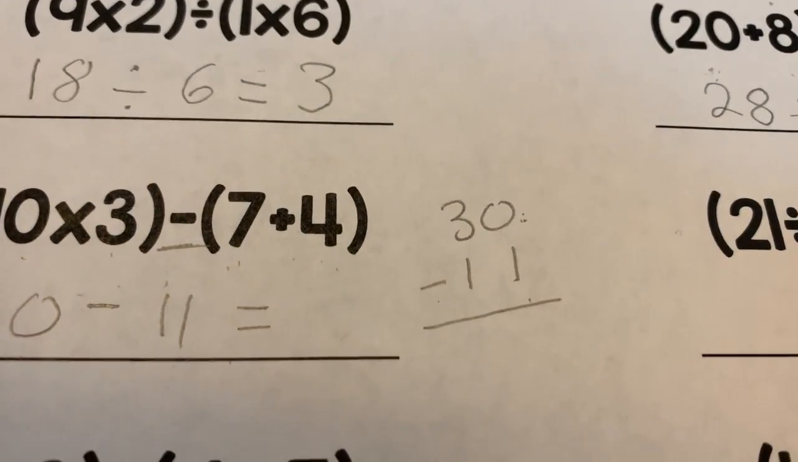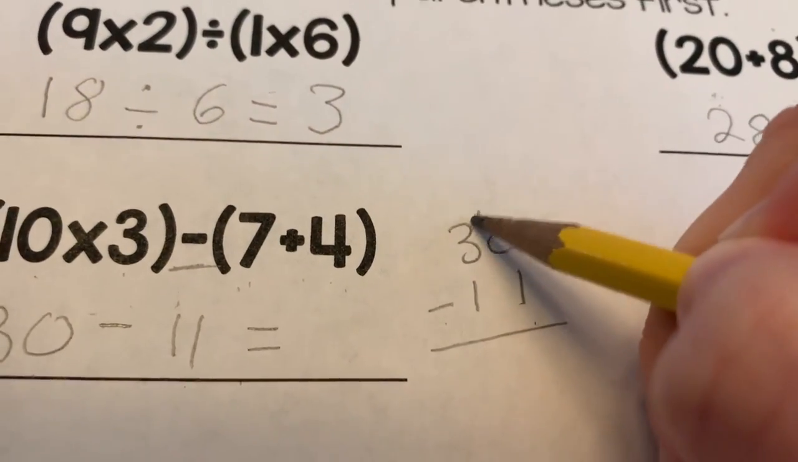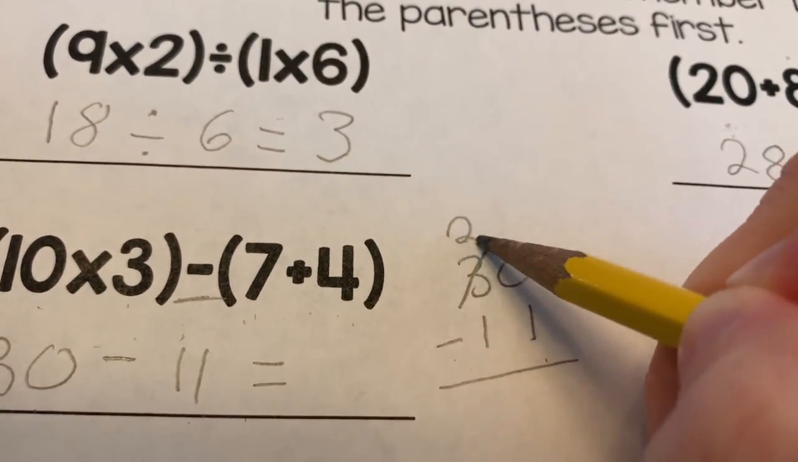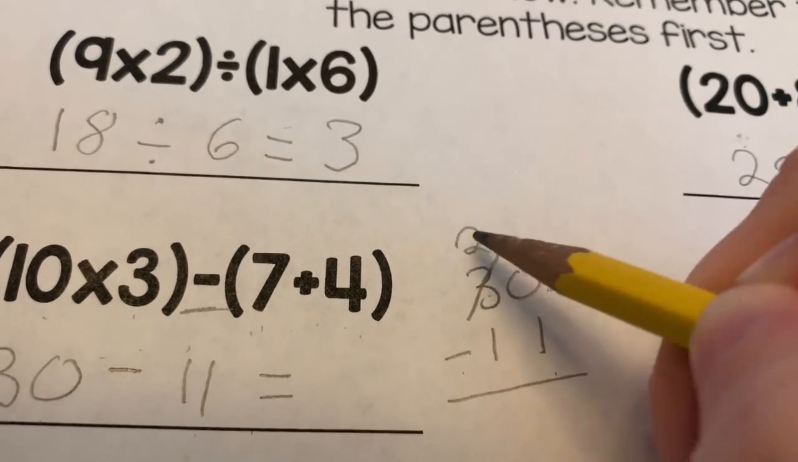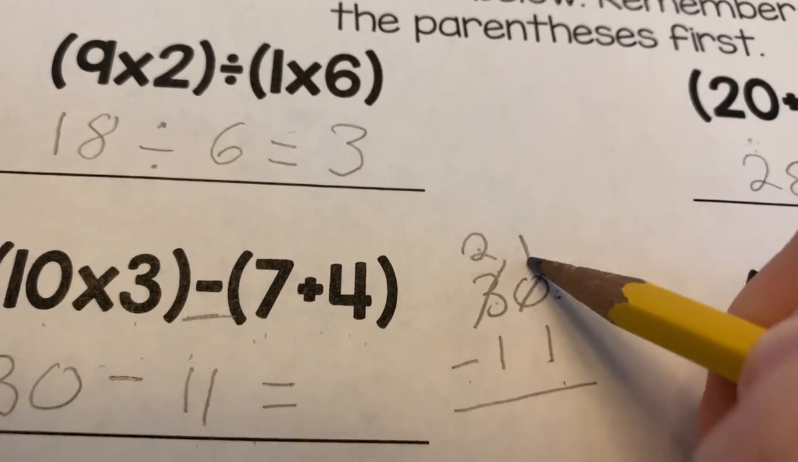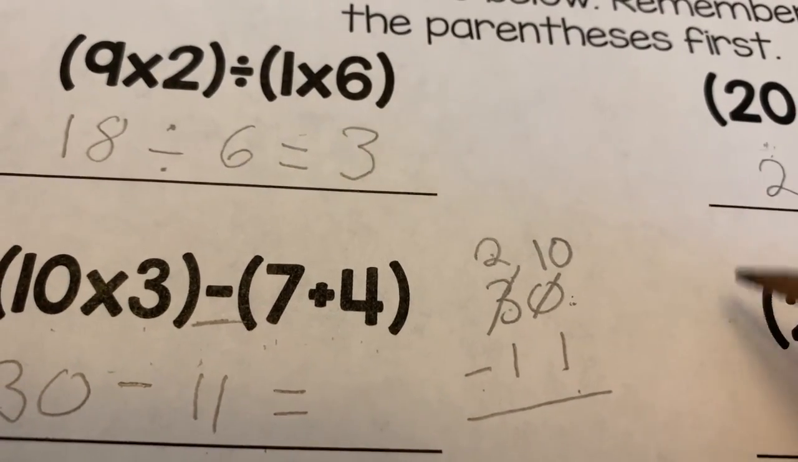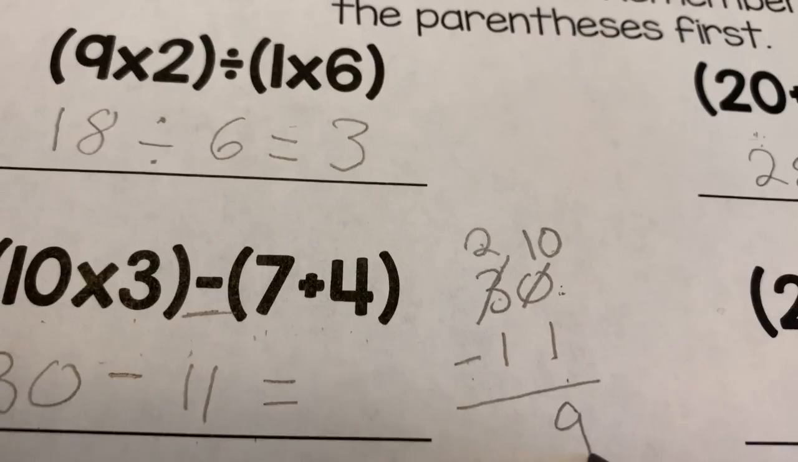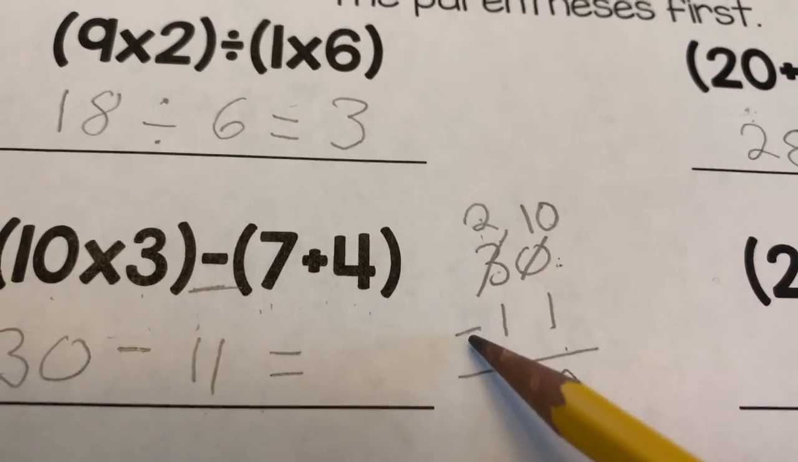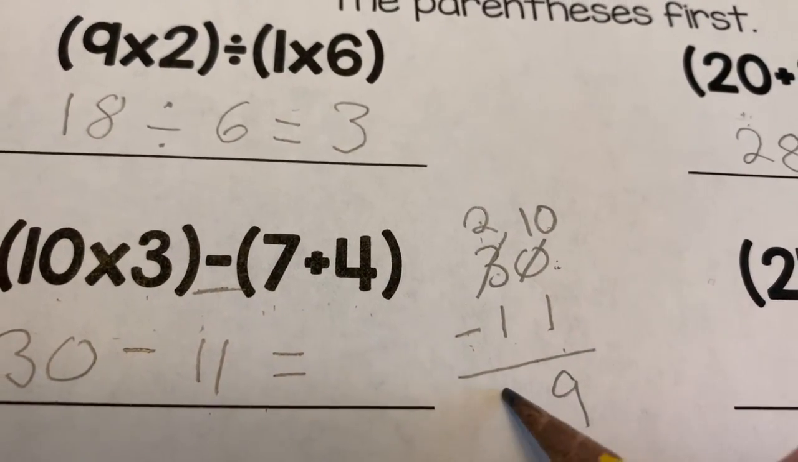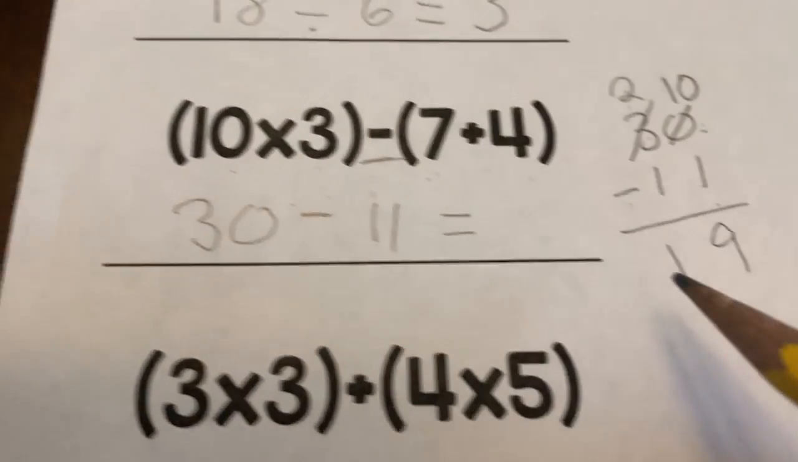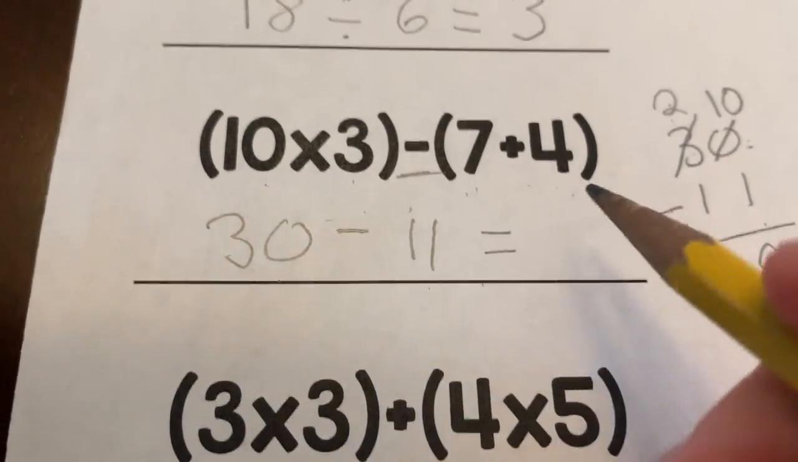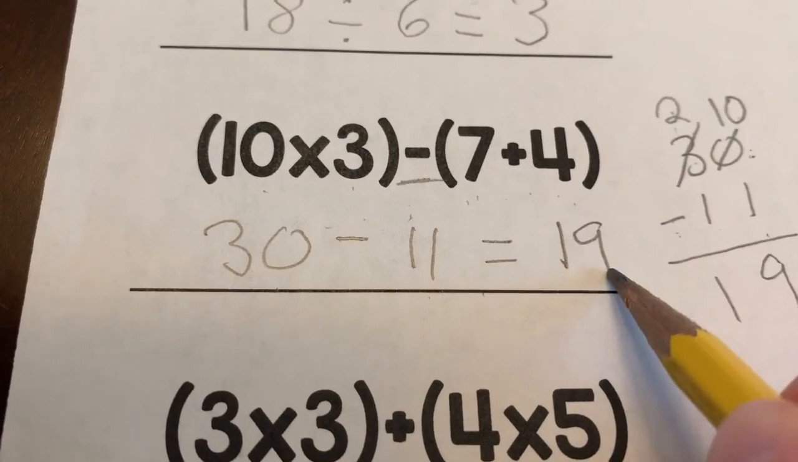Can we do that? Nope. Let's come to our tens place. We're going to regroup 3 tens to 2 tens. Bring 1 ten over here. Great. Now I have 10 minus 1 is 9, and 2 minus 1 equals 1. 30 minus 11 equals 19.